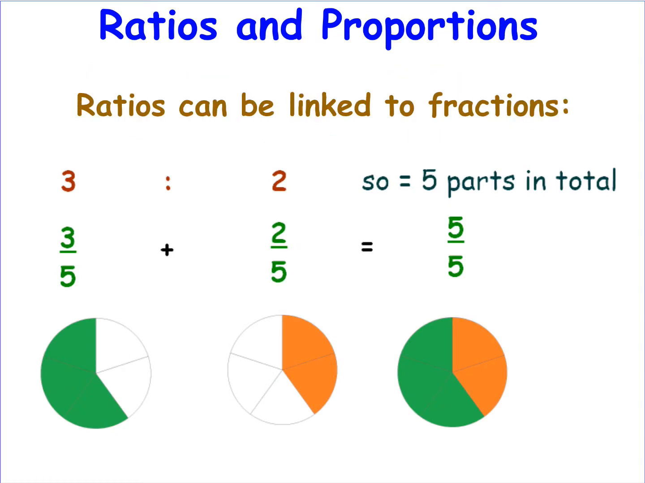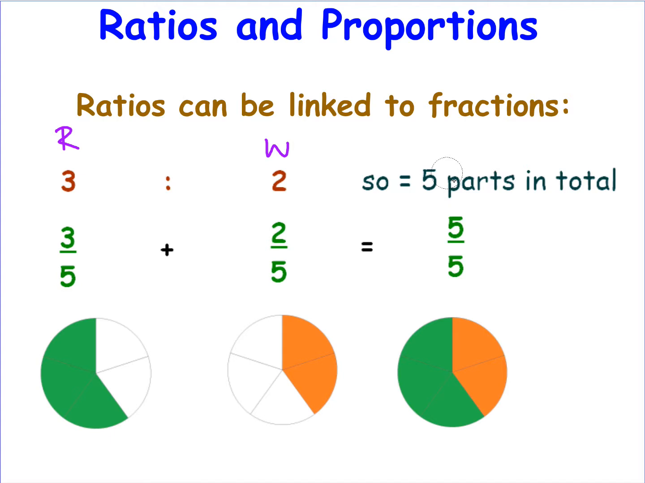So ratios and proportions can be linked together if you think of them as fractions. So if we had a ratio of 3 to 2, let's just say red paint and white paint because we want to mix it and make pink paint, then our ratio would be 3 to 2. 3 parts red and 2 parts white, giving us 5 parts in total.